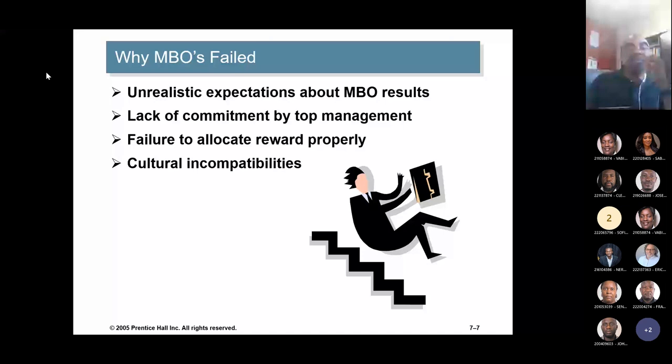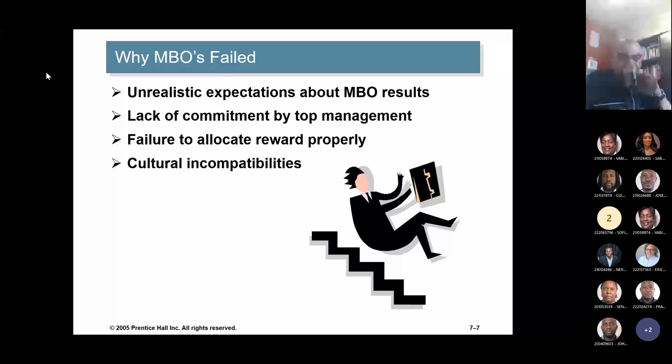The second one is lack of commitment by top management. Of course, top management speaks about MBO, but sometimes doesn't commit to it. For instance, top management may take a single-handed decision without involving others to participate. That lack of commitment has made MBO fail also, and management may not be serious about it.